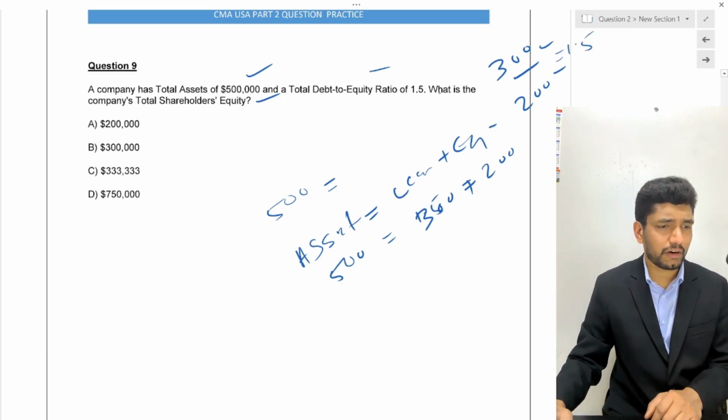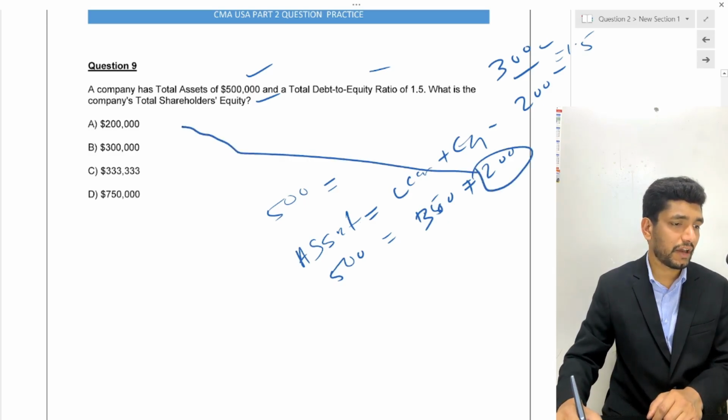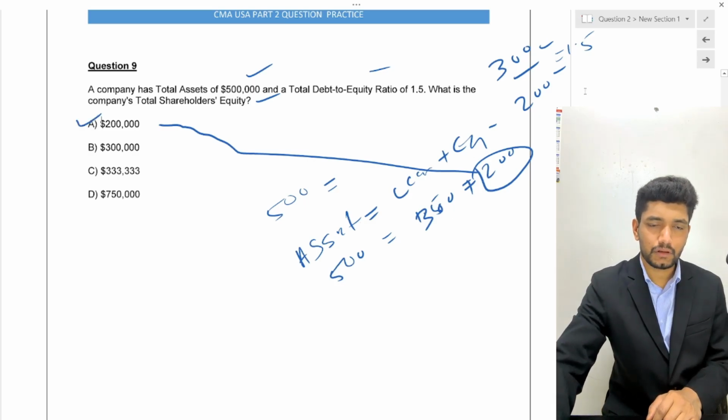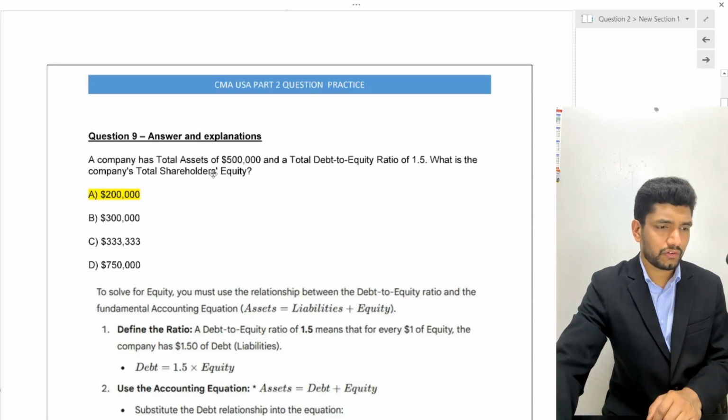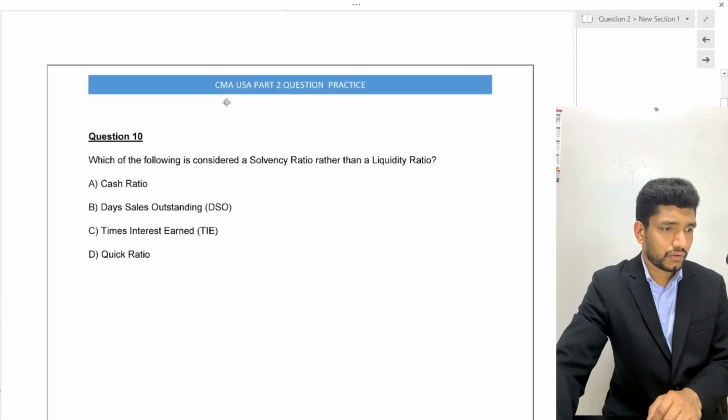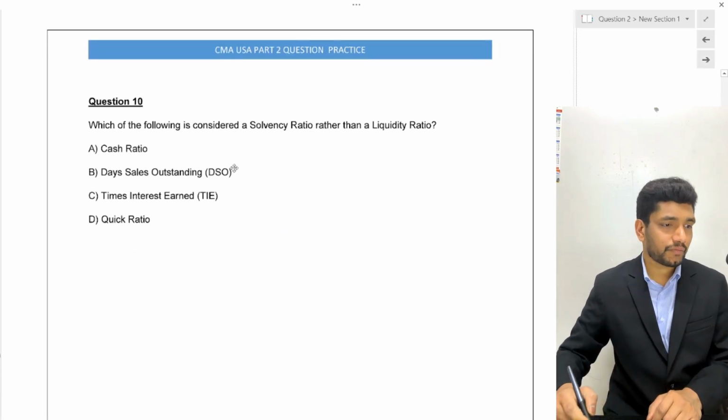So what is the total shareholders' equity? That is 200. You already calculated. So option A is correct in this case. You can go through this explanation and answer for more details. So let's move to question number 10.